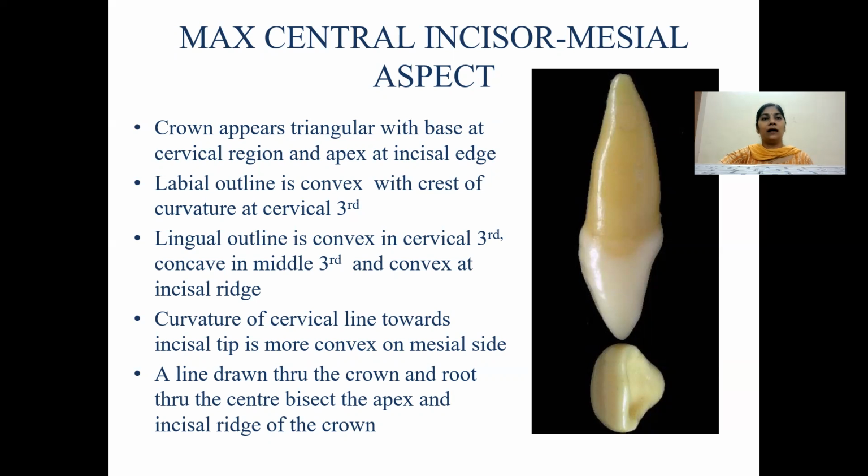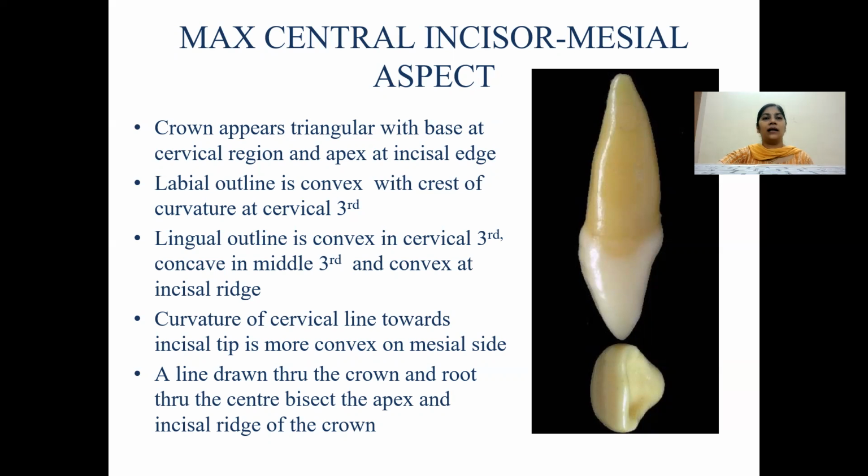Now the curvature of the cervical line is towards the incisal tip and is more convex on the mesial side. So mesially it shows around 3 mm depth, and distally it shows 2.5 mm. So that is the difference mesially and distally.